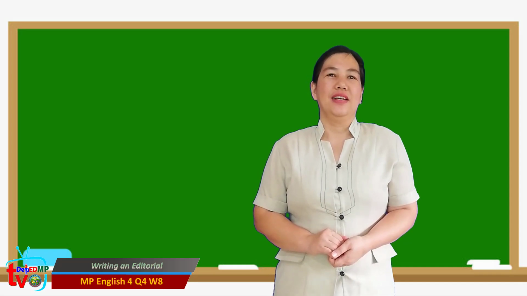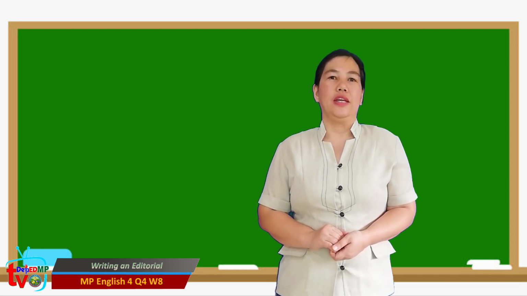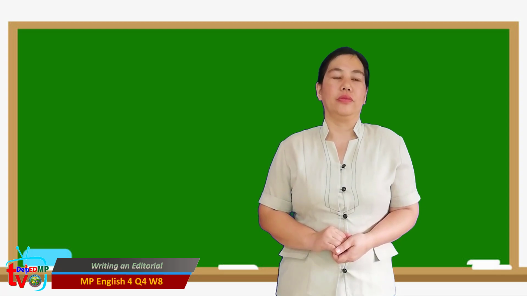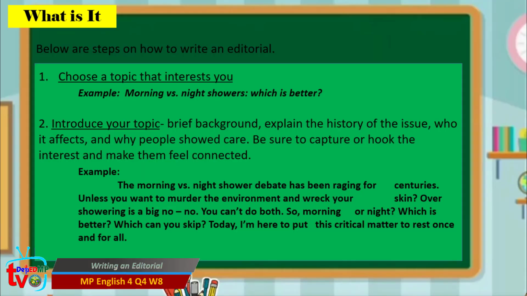Let's read and study the steps on how to write an editorial and its essential parts. In number one, choose a topic that interests you. We have here the example, morning versus night showers, which is better? Number two, introduce your topic, brief background, explain the history of the issue, who it affects, and why people should care. Be sure to capture or hook the interest and make them feel connected.